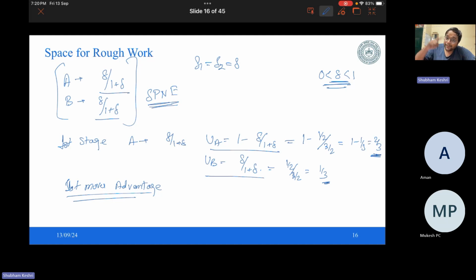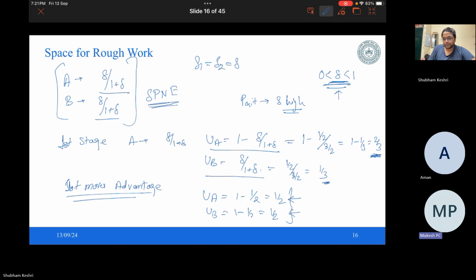Now, if this delta approaches 1, suppose for the time being we are saying that delta is 1, although it shouldn't be 1, for the time being it is. If it is 1, then you will have ua equals 1 by 1 plus 1, which is half, and ub is equals to 1 by 1 plus 1, which is half. Therefore, for no discount, both will get a utility of half. Therefore, you see, whoever is patient, delta will be high. So delta value is high. Whoever is patient, their utility will be more. And whoever is less patient, their utility will be low. Right?